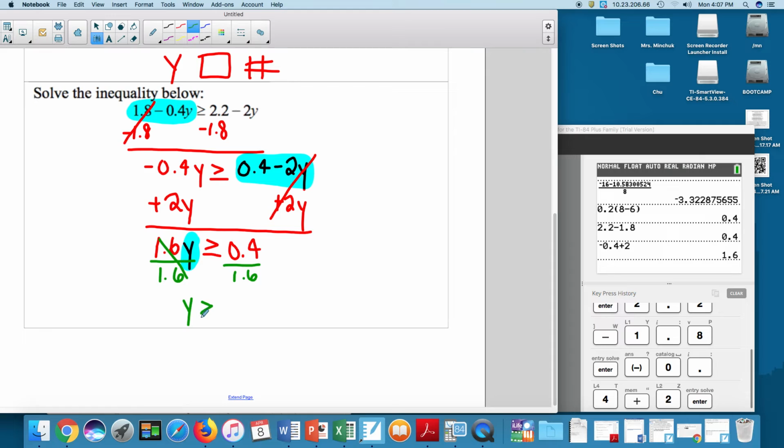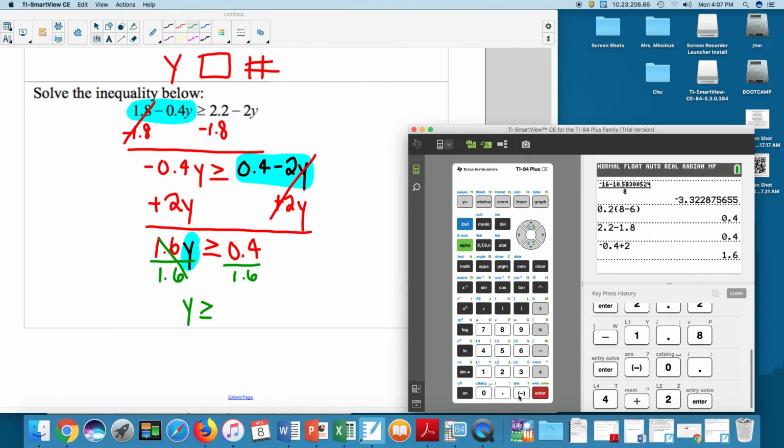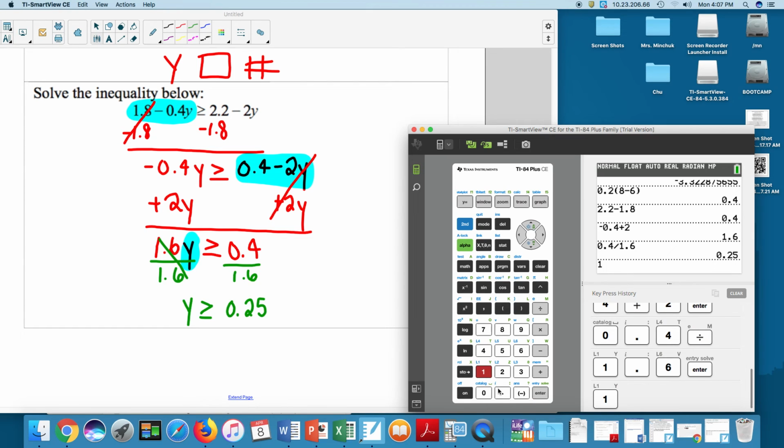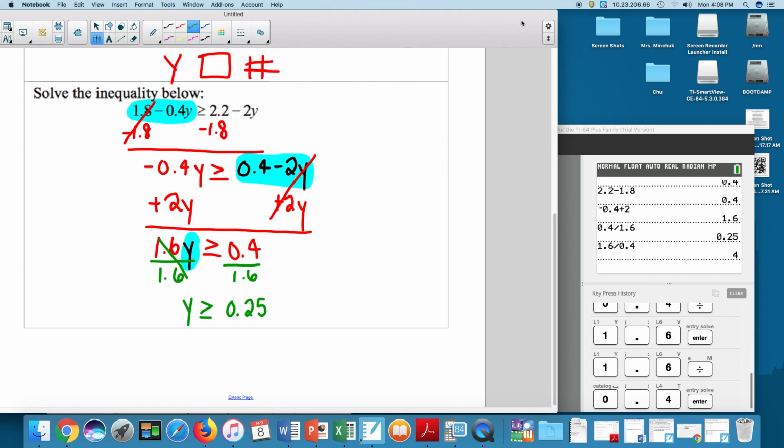Y is greater than or equal to, and when you enter this into your calculator, make sure 0.4 comes first. 0.4 divided by 1.6. It's also where a lot of us messed up. You get 0.25. A lot of people were putting the 1.6 first, and you'll notice that if I do that, I don't get the same answer. So addition and multiplication, we can put in whatever order we like, but when we deal with subtraction and division, you need to make sure you're entering it in the correct order.